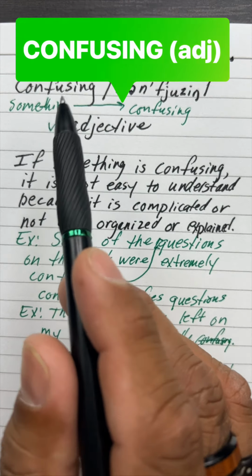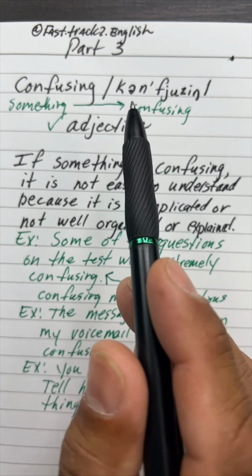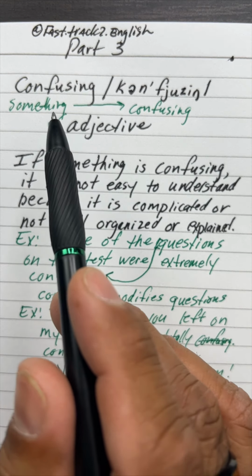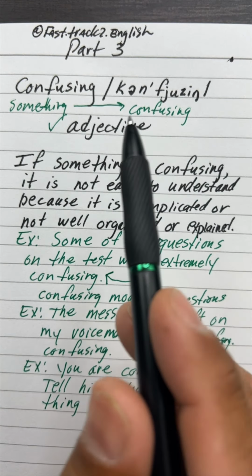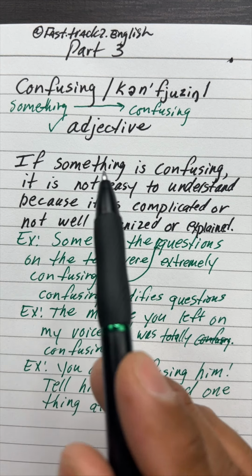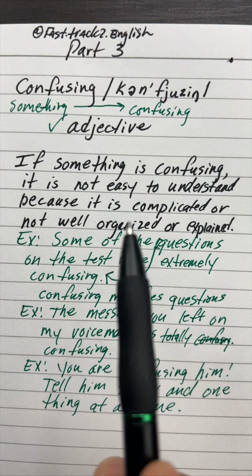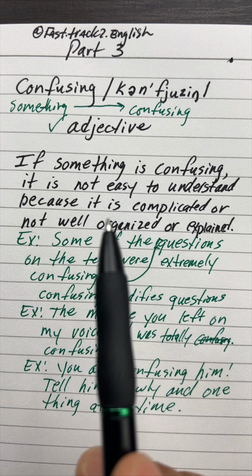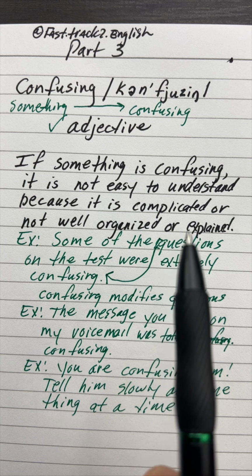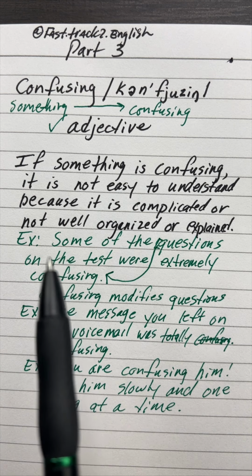And this is part 3, confusing. Confusing, adjective. Usually something is confusing. For example, let me read you the definition. If something is confusing, it is not easy to understand because it is complicated or not well organized or explained. Let me show you these examples.